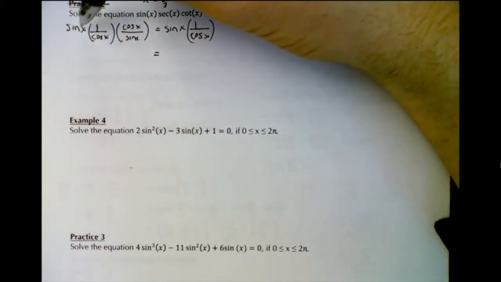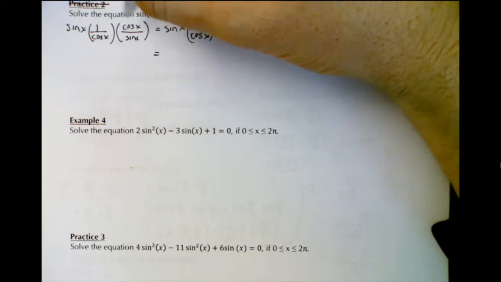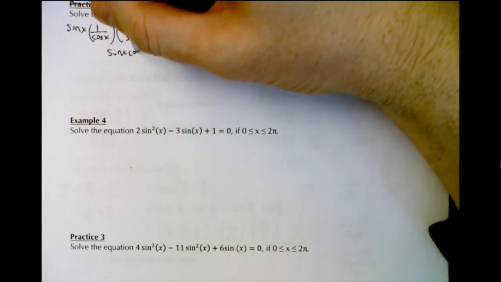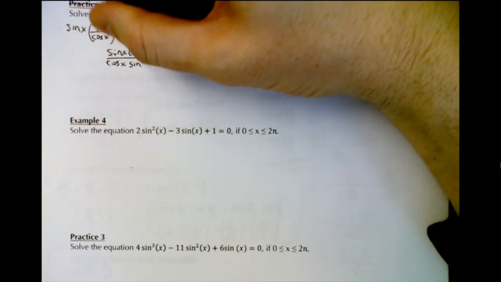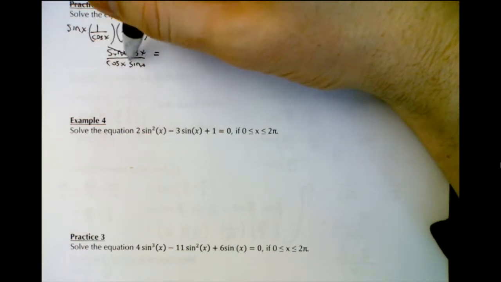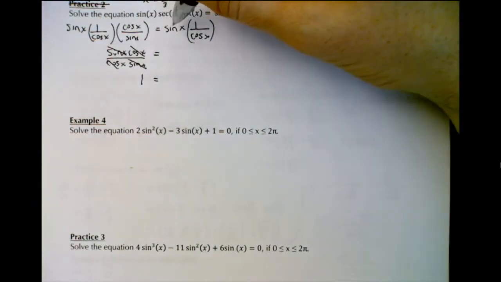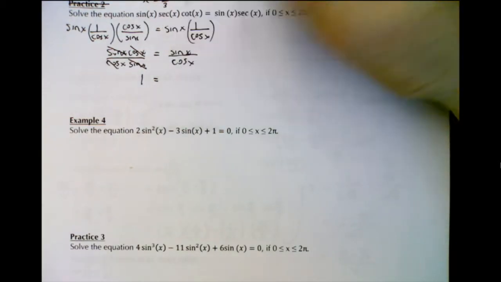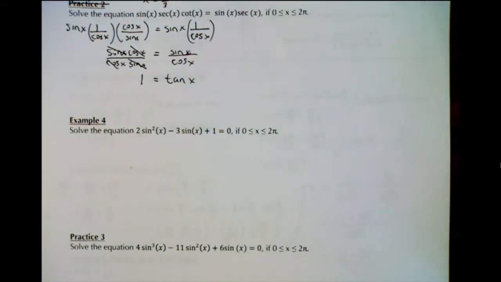Well, sine times 1 over cos is sine over cos. And sine times cos would be sine cos over cos x sine x. And sine divided by sine is 1, cos divided by cos is 1, so our left side simplifies to 1. Sine times 1 is sine over cos. And sine over cos, well, that's just tan.